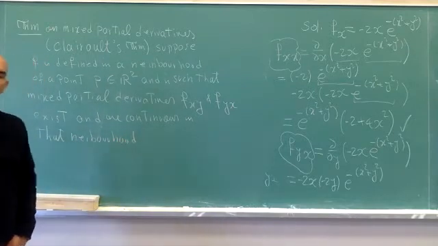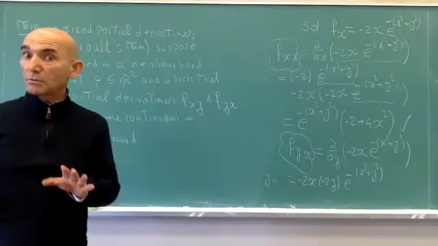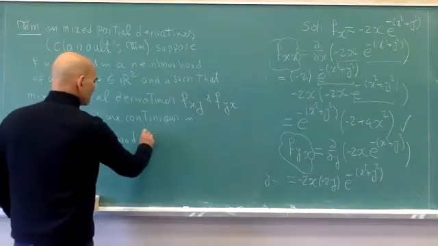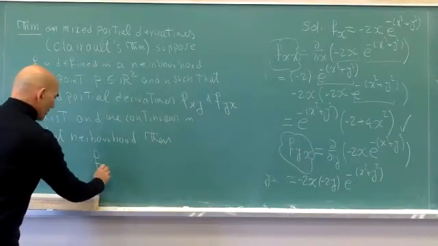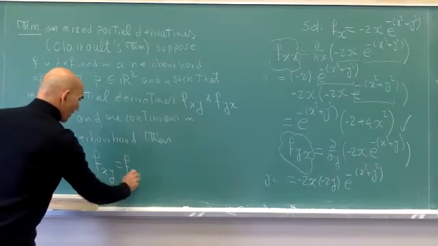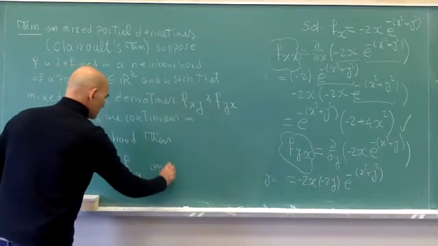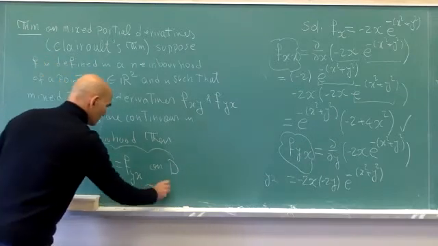Then the theorem says that these are actually equal in that neighborhood, right? So f_xy equals f_yx on D. Let me tell you what D is so that you know.